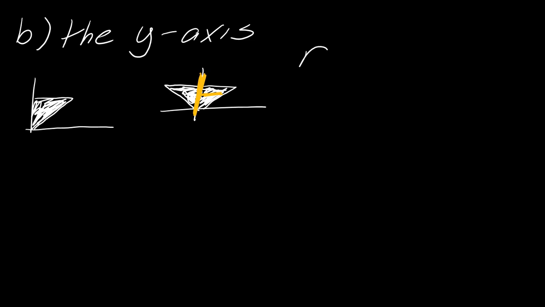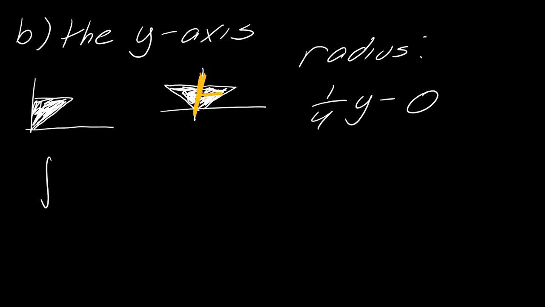So my radius in this case is 1 over 4y minus 0. You probably, when you set up the integral, don't write that out, right? Because it's like, oh, we're just rotating about the y-axis, or revolving. But the reality is there is actually this hidden subtraction in there. So I've got pi times (1/4 y) squared dy.